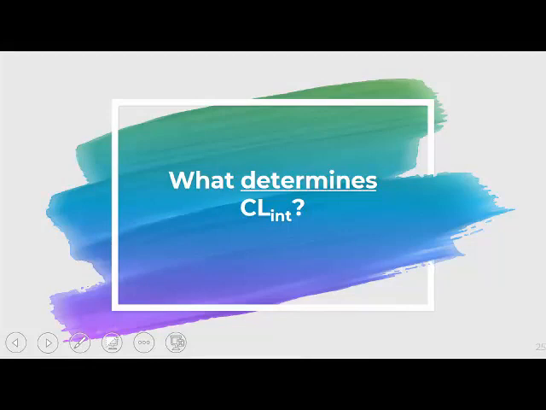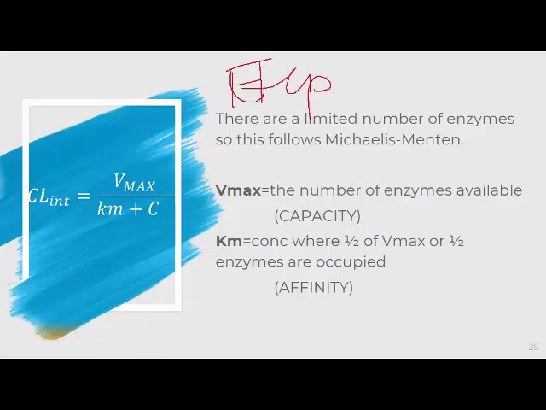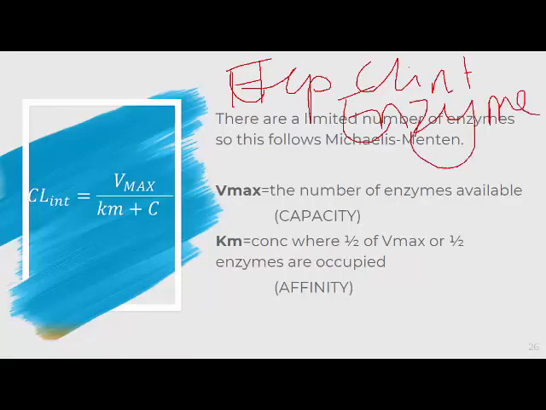Now, we need to dig a little bit deeper here and talk about what the determinants of intrinsic clearance are. Intrinsic clearance follows Michaelis-Menten, because hepatic intrinsic clearance is enzyme activity. It's the number of enzymes available and the relationship between the drug and the enzyme itself.